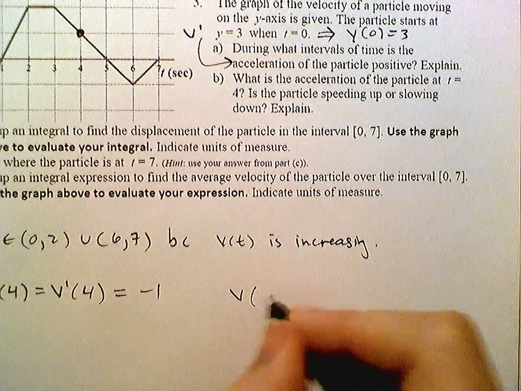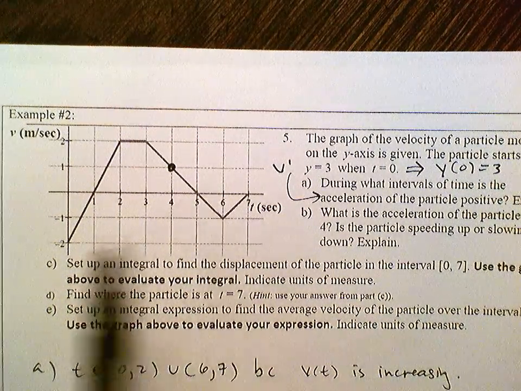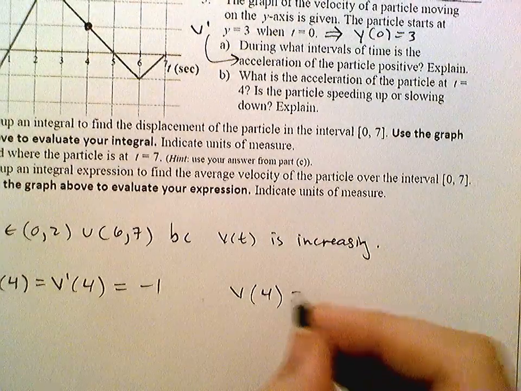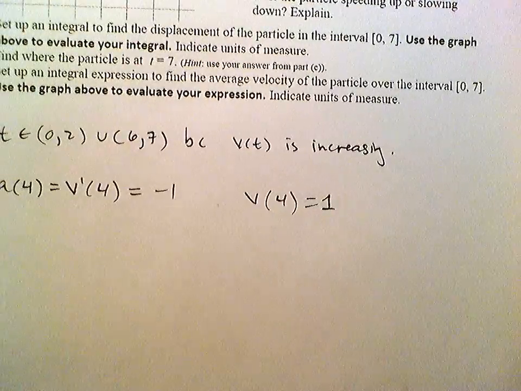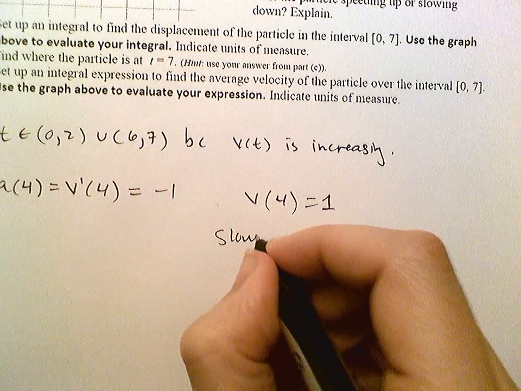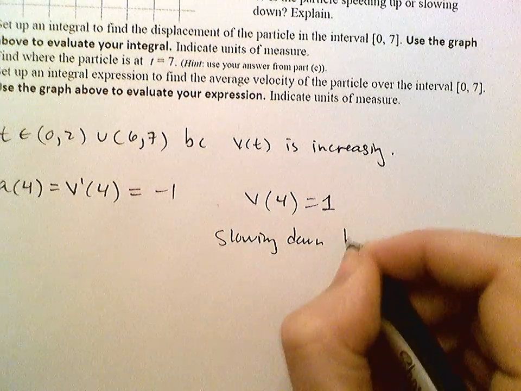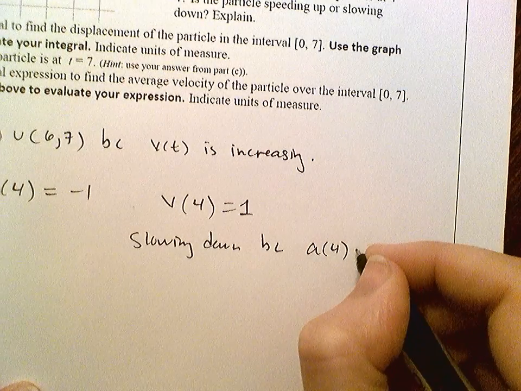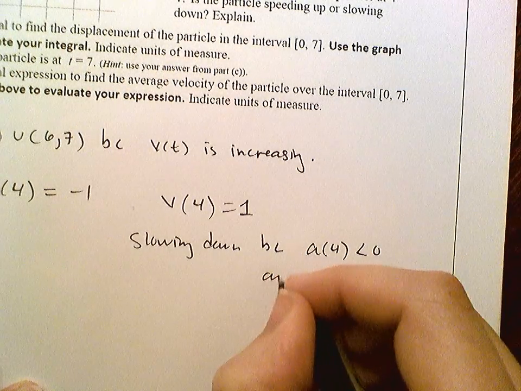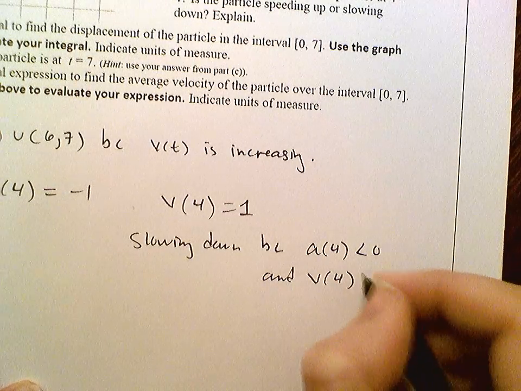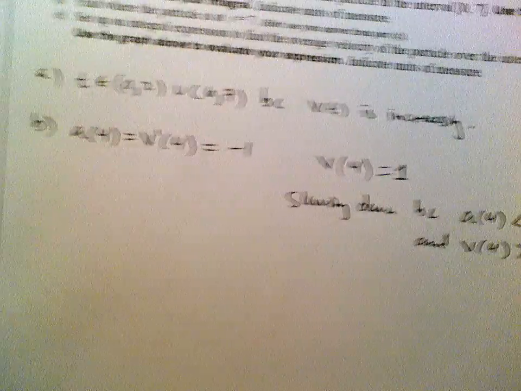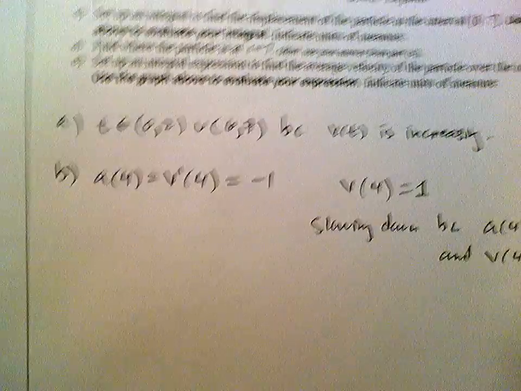So let me find the velocity. So v of 4, this is the velocity graph. Okay, so I go to 4 and then the output here is +1. All right, and so the verdict is slowing down. And I'll say because the acceleration at 4 is less than 0 and the velocity at 4 is greater than 0. All right, so they have opposite signs, which means that the particle is slowing down.